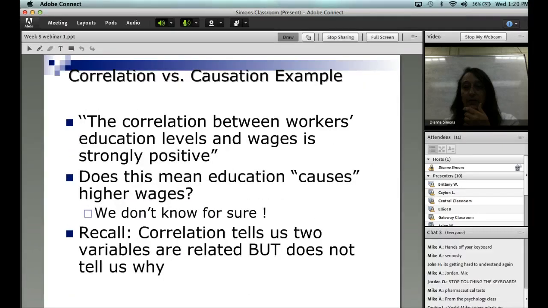So correlation versus causation examples. The correlation between workers' educational level and wages is strongly positive. Is that true? The more educated you are, the more money you make? Yes. No, not necessarily true.